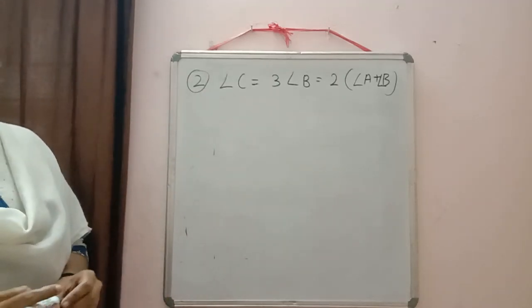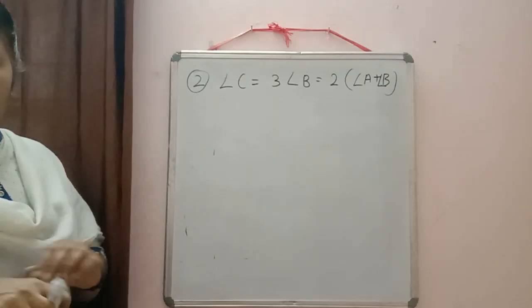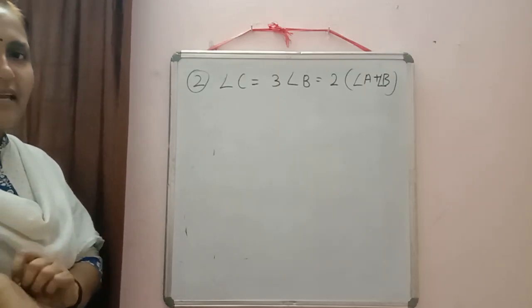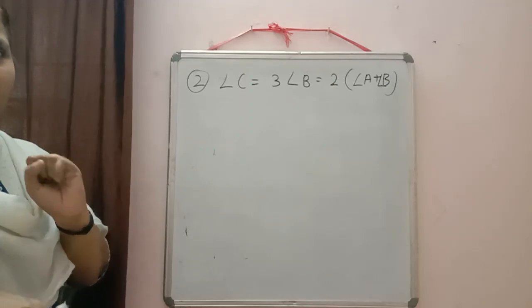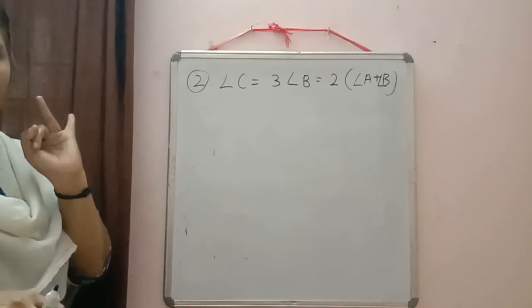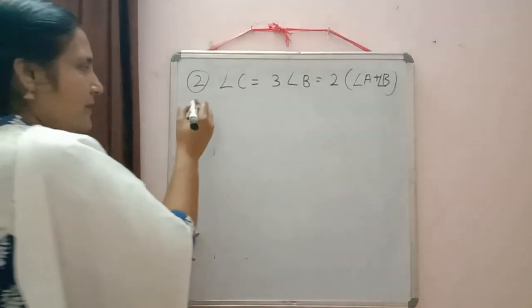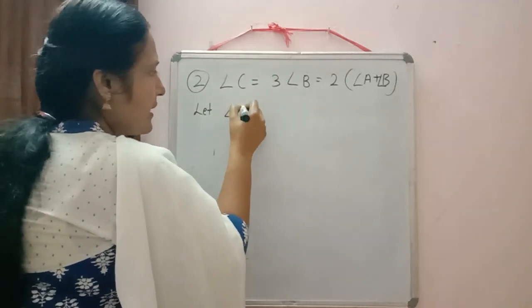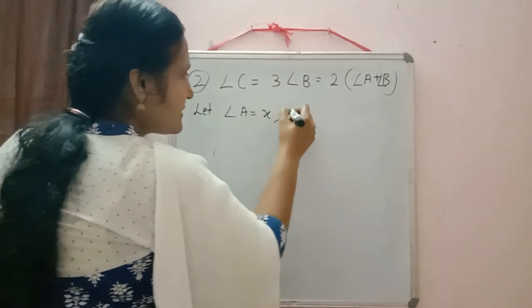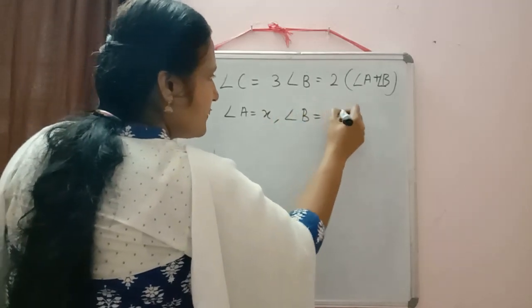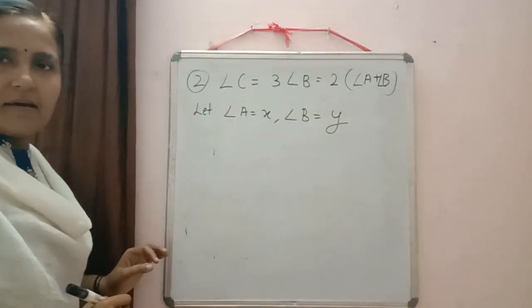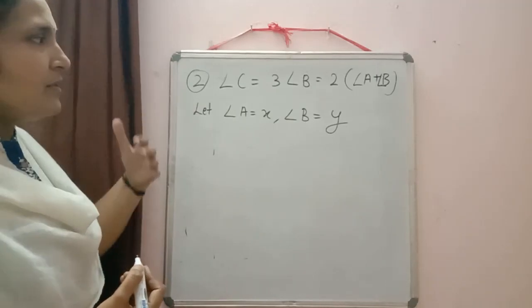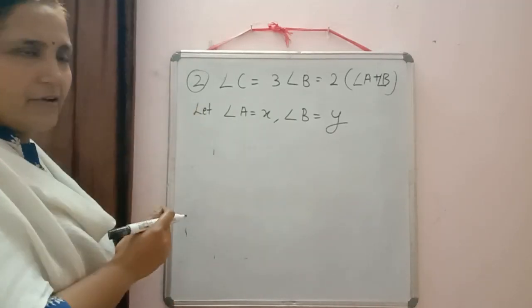In a triangle ABC, three angles are there. But as we can use two variables only, we can take one angle as x, the other one as y. So let angle A be equal to x, angle B equal to y. Angle C we don't know, so let it be that way only.